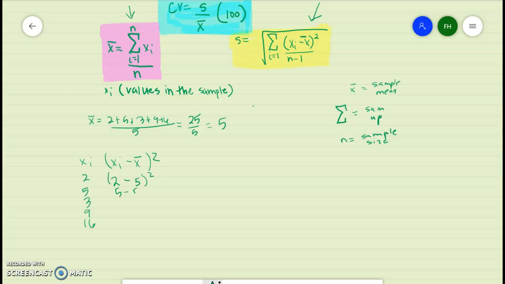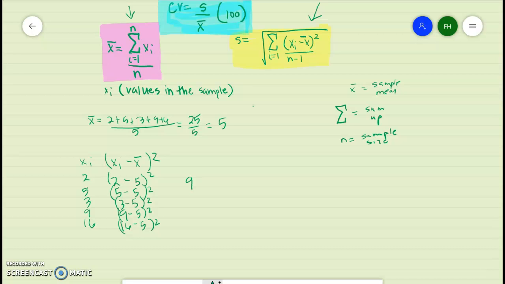And 5 minus 5 squared, 3 minus 5 squared, 9 minus 5 squared, and 16 minus 5 squared. So let's get those answers. 2 minus 5 squared, that would be -3 squared. So anytime we square anything, it's going to end up being positive.